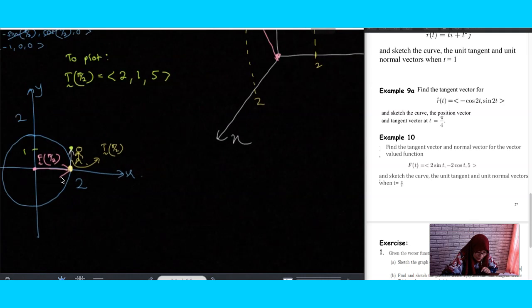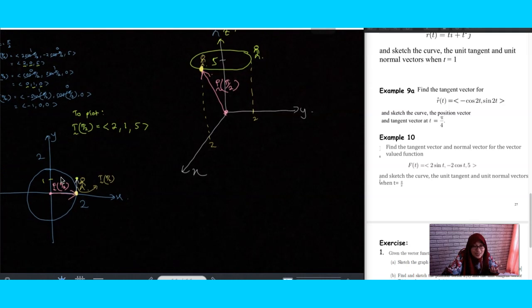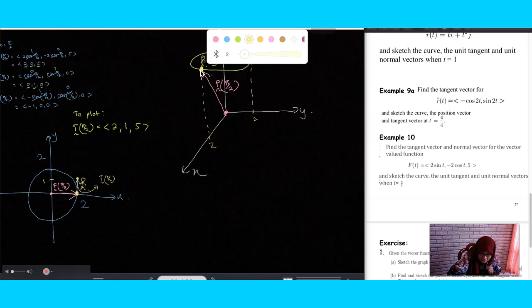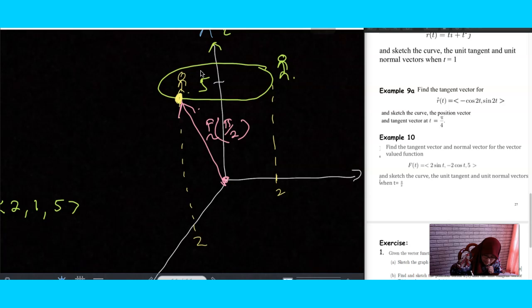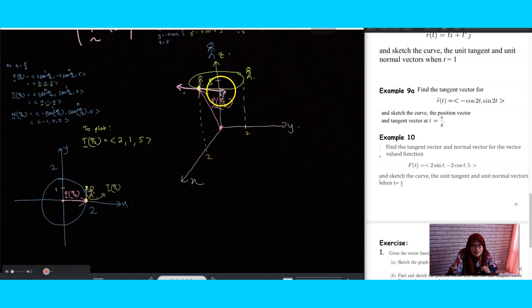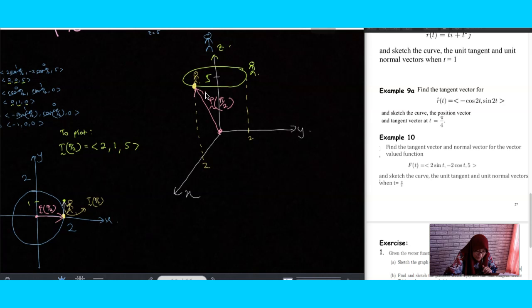Okay, so that is sketching on 2D. Now where is the 3D? So what do you think? Our sketching is this way or that way? It should be this way, right? But then how can you justify that? So it's basically from the point that you have, 2, 1, 5. Now, as I mentioned before, it's hard for you to find the point on 3D.